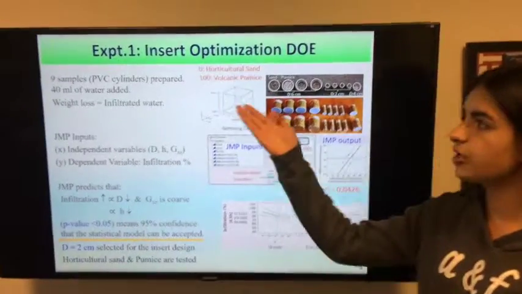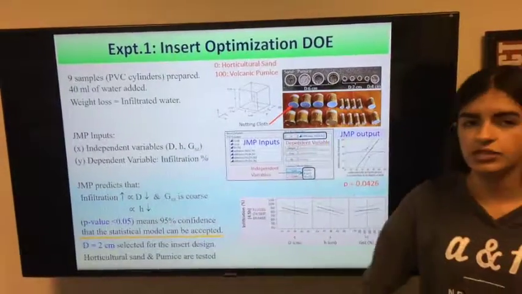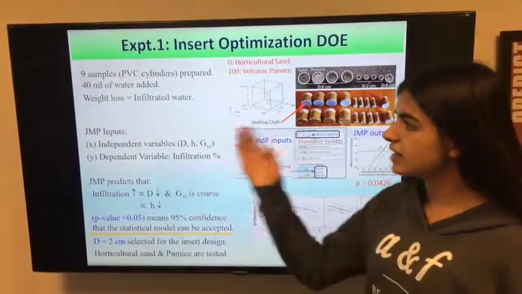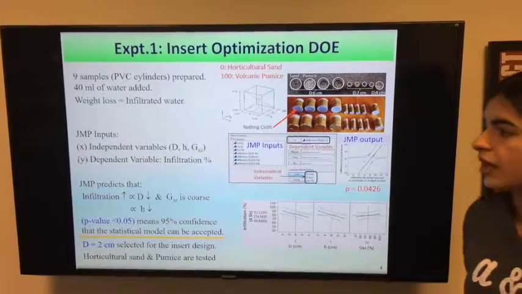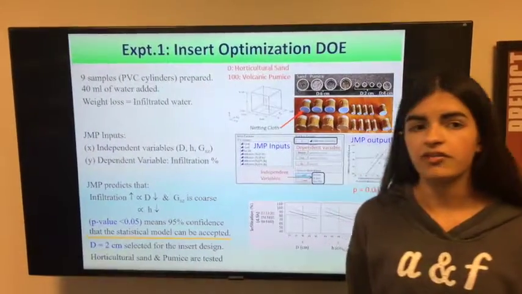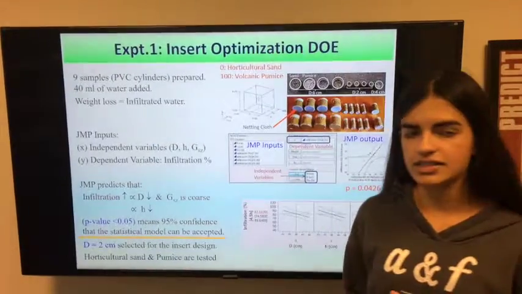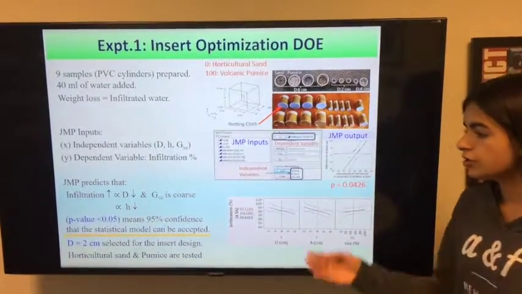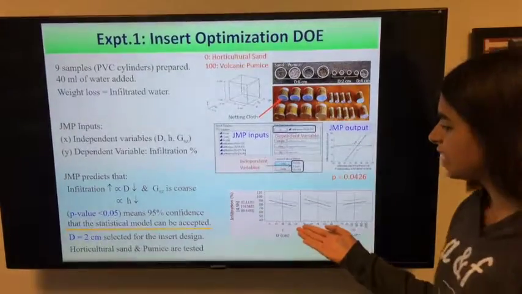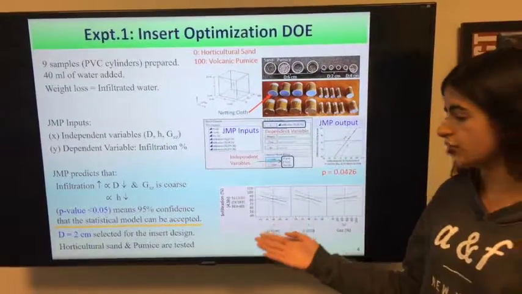So for my first experiment, which is insert optimization design of experiments, I had 9 samples of PVC cylinders with 40 milliliters of water added to each. For JMP, I input independent variables diameter, height, and grain size, and my dependent variable was the infiltration percentage. Also, what JMP predicted is as the diameter decreases, infiltration increases.